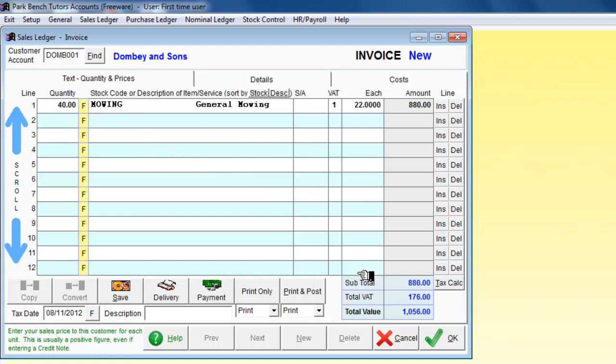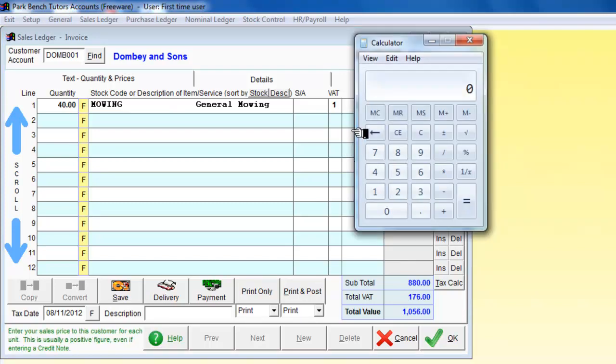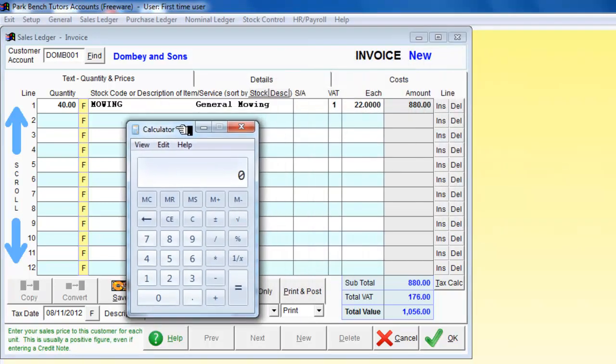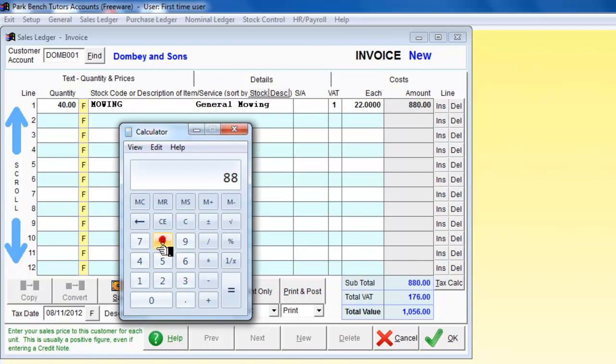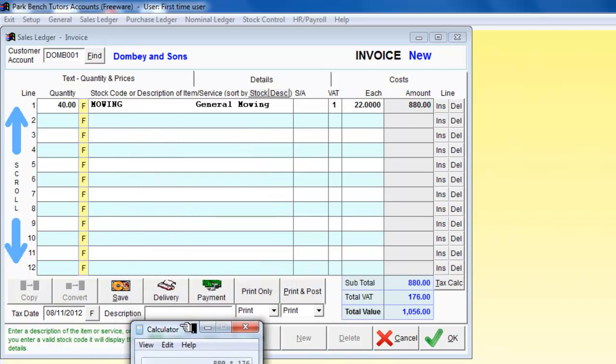And you can see that we have for Dombey and Sons a total of 880, and with VAT of 176. Now I'm just going to pull up the calculator, and we're going to say OK. 880 multiplied by 20% equals 176. Okay, so we've done a check of the VAT.